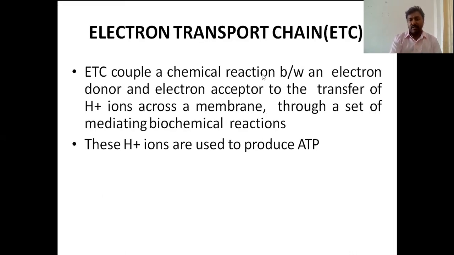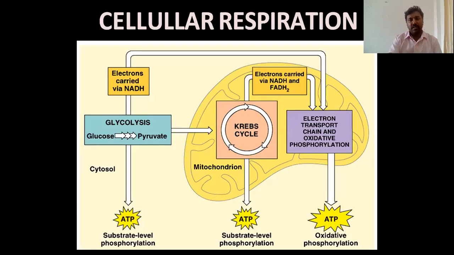So this is the ETC: the chemical reaction between electron donor and electron acceptor leads to the transfer of H plus ions across the membrane through a set of mediating biochemical reactions. These H plus ions are used to produce ATP, adenosine triphosphate. This is the overall image of how ATP is synthesized in substrate level and oxidative phosphorylation.